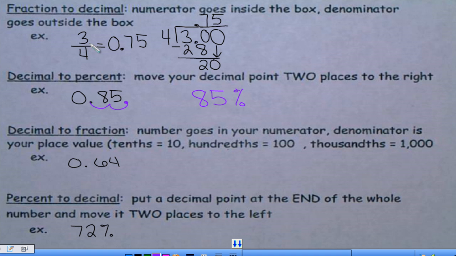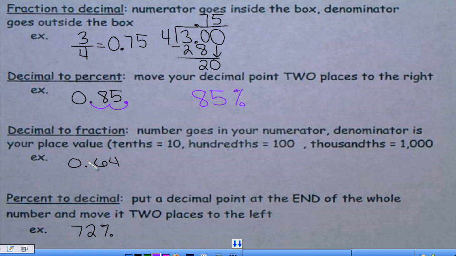This one up here, we went from fraction to decimal. If I ask you to go from a fraction to a percent, you have to do both of these steps. You're going to go fraction to decimal first, and then decimal to a percent. So 3/4, if you took a quiz and you got 3 out of 4 questions correct, you got a 75%.